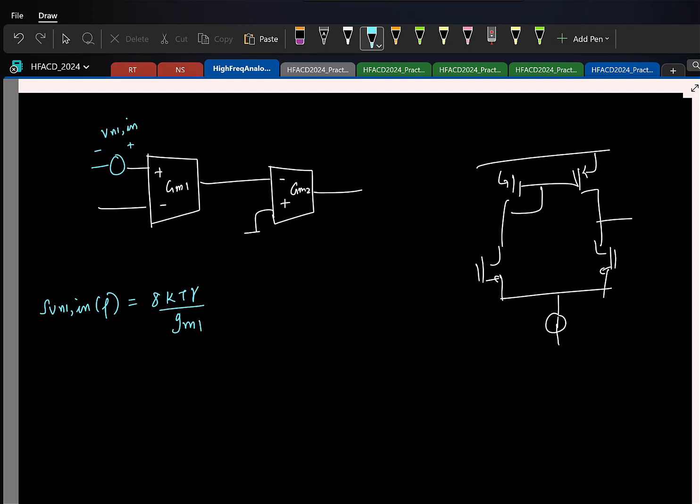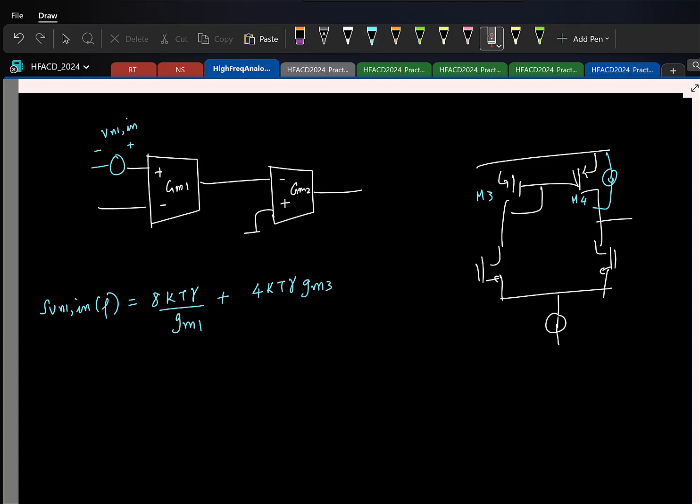right? Plus, if you find the short circuit noise current due to this device, what will that be? I mean, if I have a current source here, how much of the current will flow to the output? Entire current will flow. So what will be the power spectral density of this noise current? If I call it, let us say M3, M4. Four kT gamma GM3.